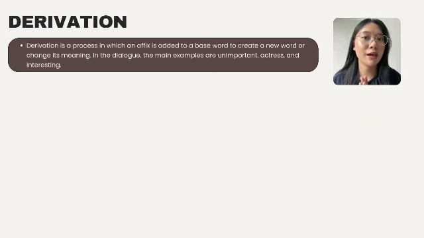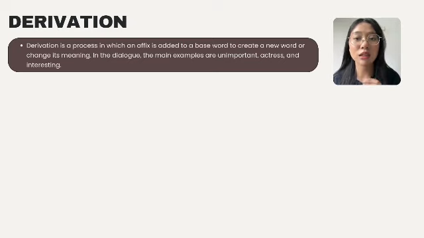Here we have the example in the table, and I will pick one, which is "unimportant". The morphological structure is "un" plus "important". "Important" is the root and "un" is the prefix. The prefix "un" changes the meaning to "not important". Basically, "un" brings a negative meaning. So when it is combined with the root "important", it becomes "not important".